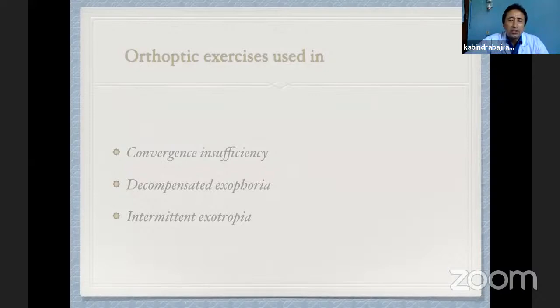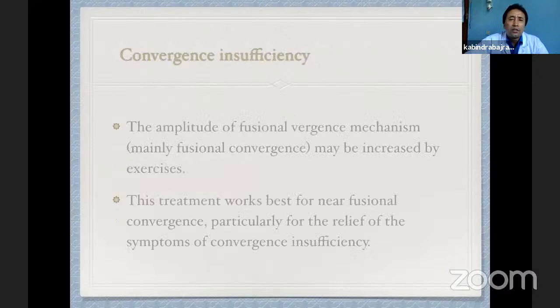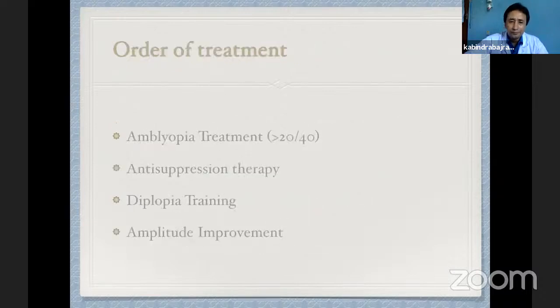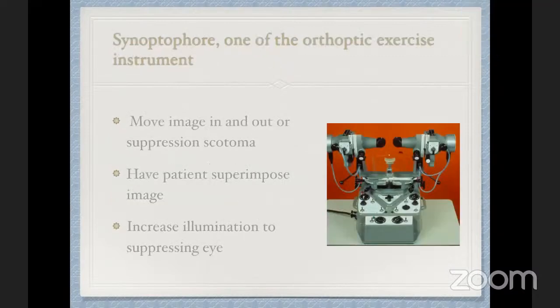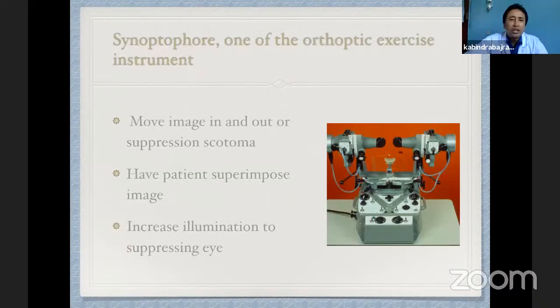Orthoptic exercises are used in case of convergence insufficiency, decompensated exophoria, and intermittent exotropia. In convergence insufficiency, the amplitude of the fusional vergence mechanism may be increased by exercises. This treatment works best for near fusional convergence, particularly for the relief of symptoms of asthenopia. The order of treatment should be amblyopia treatment first, followed by anti-suppression therapy, followed by diplopia training, and then amplitude improvement. The synoptophore is one of the orthoptic exercise instruments.